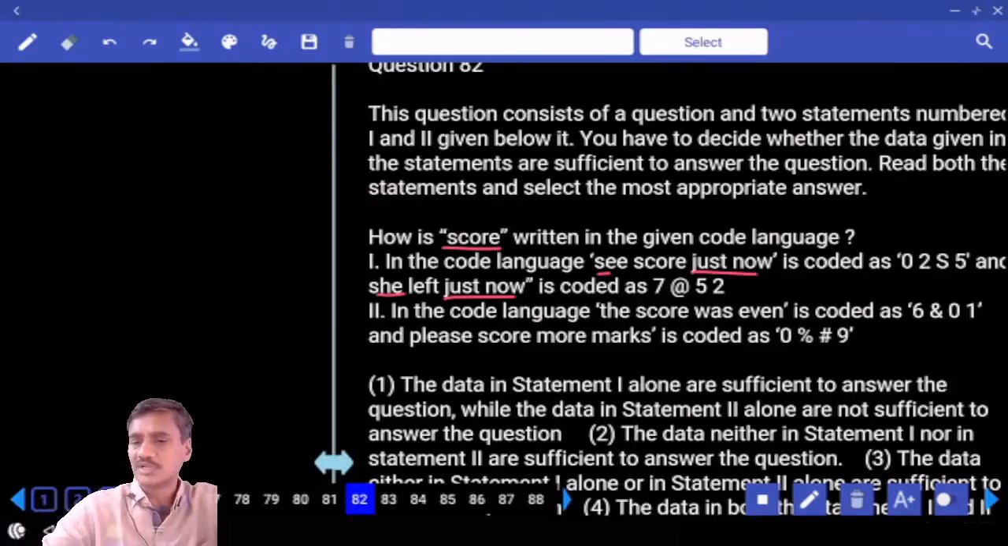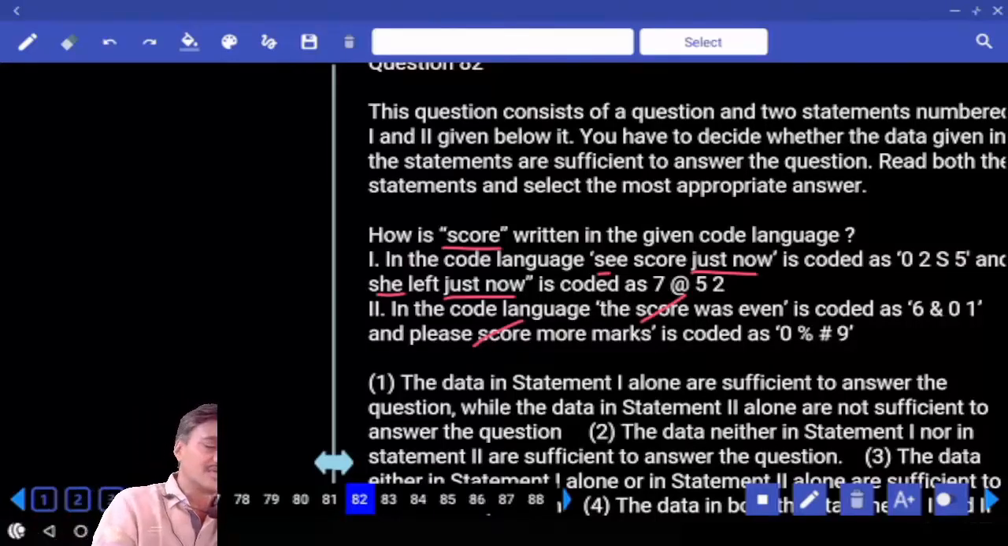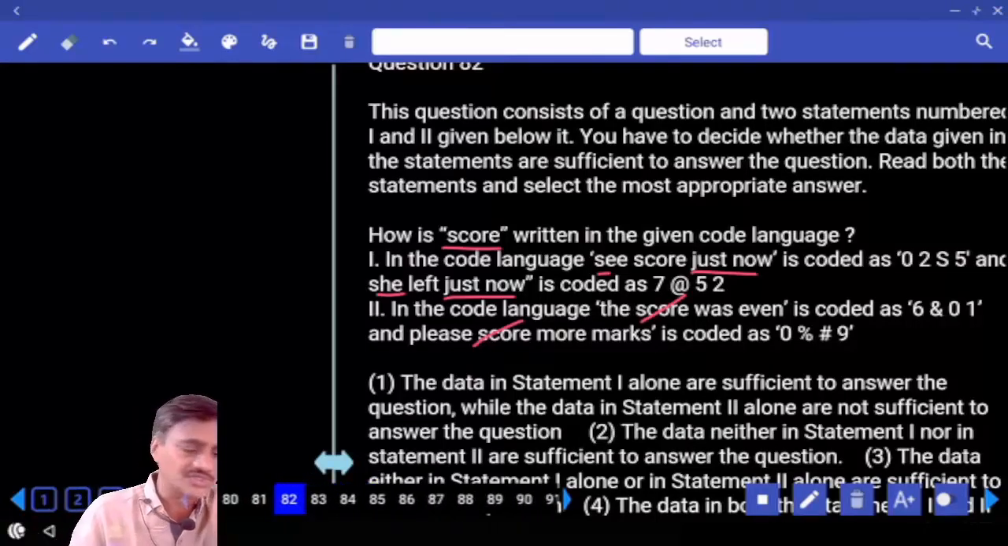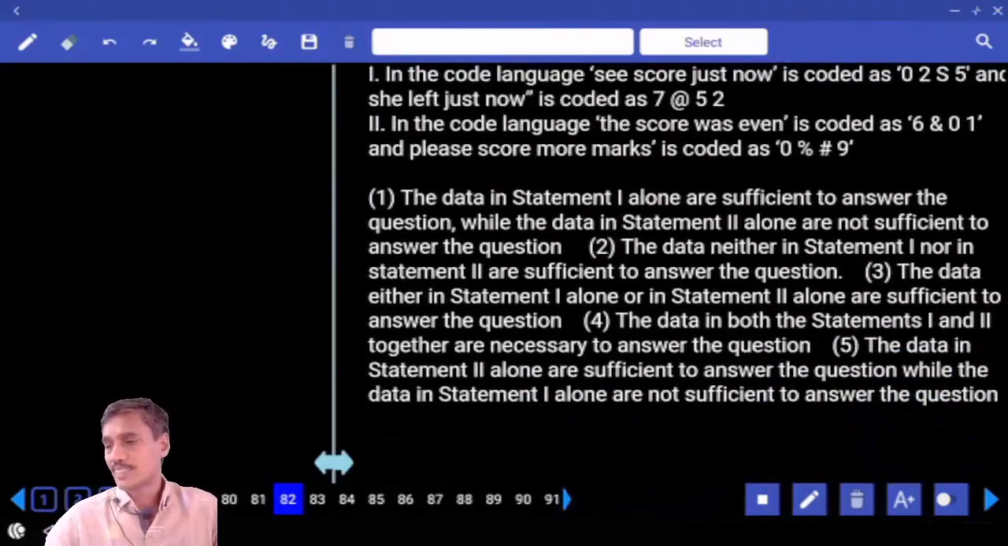Now between these two, tell me what is the only word that is common? Score. As score is the only word that is common, one code is common, hence we can definitely identify the answer. And so what is your answer? Only 2 alone is sufficient. 82, only 2, and it is given in which choice? Only 2, and it is choice 5.